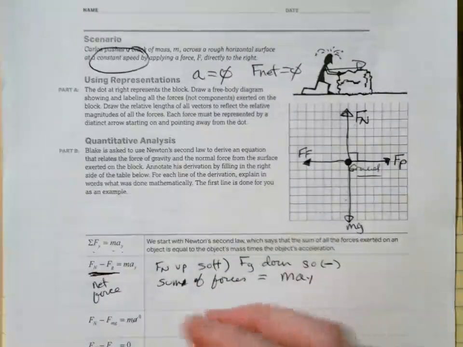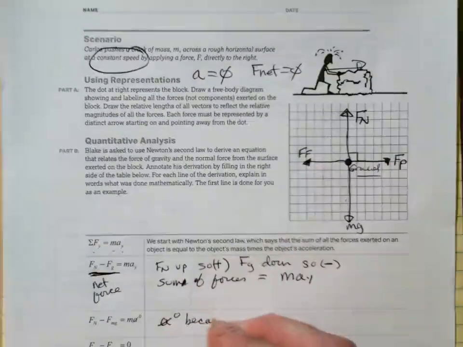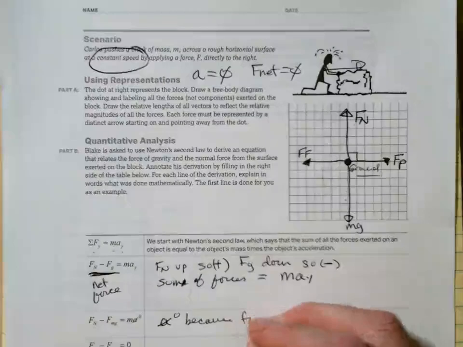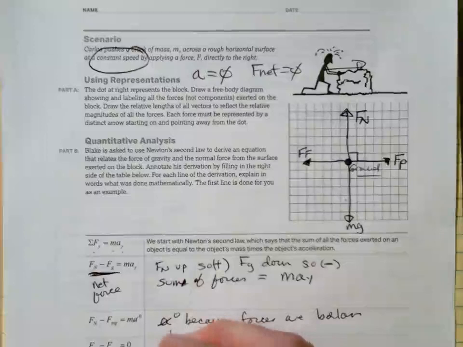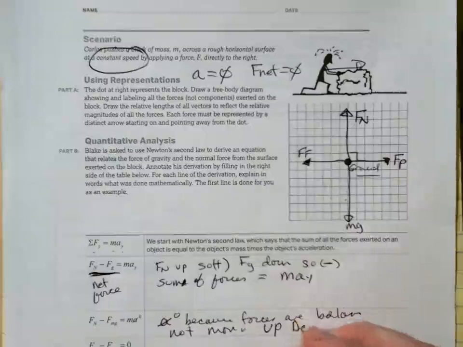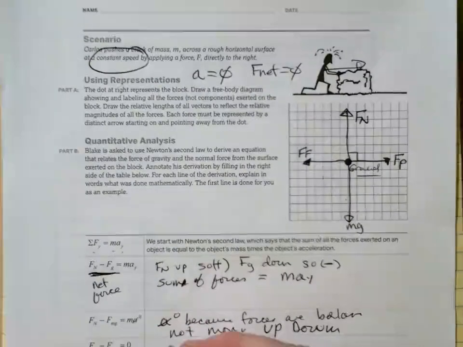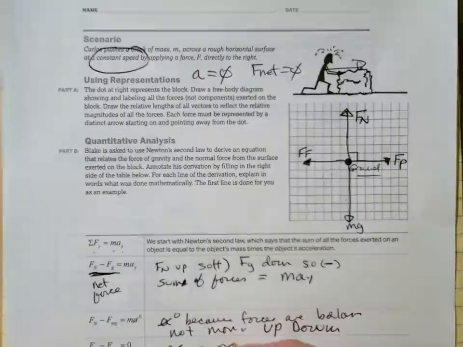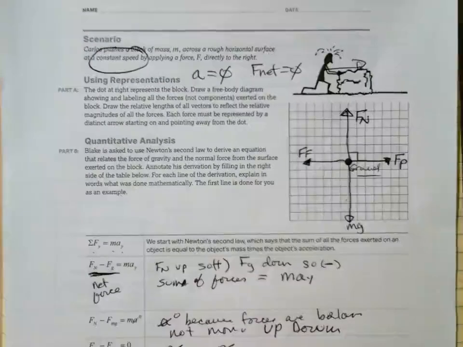All right. The acceleration is 0 because the forces are balanced. It's not moving in the upward direction. It's not moving up and down. So if a is 0, this is equal to 0. And what we do is we add the force of gravity to both sides.